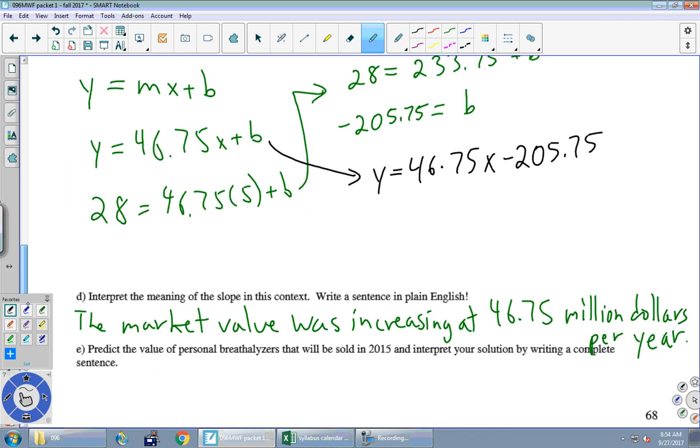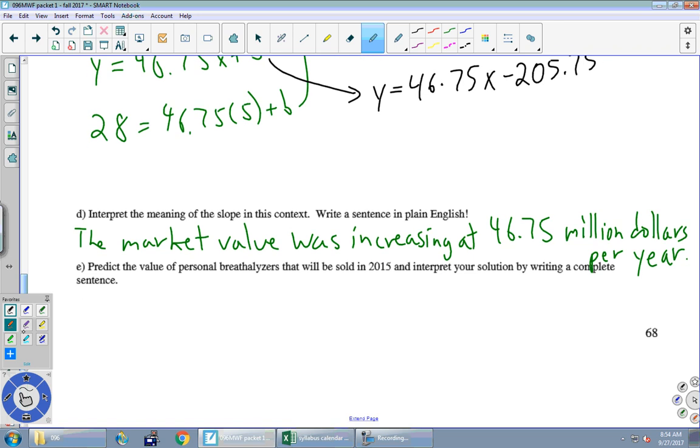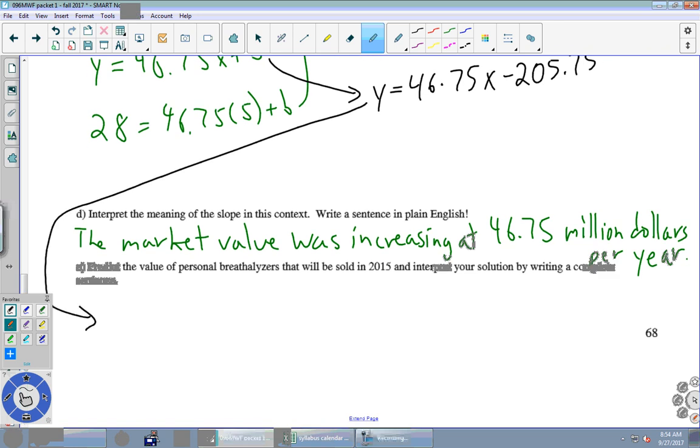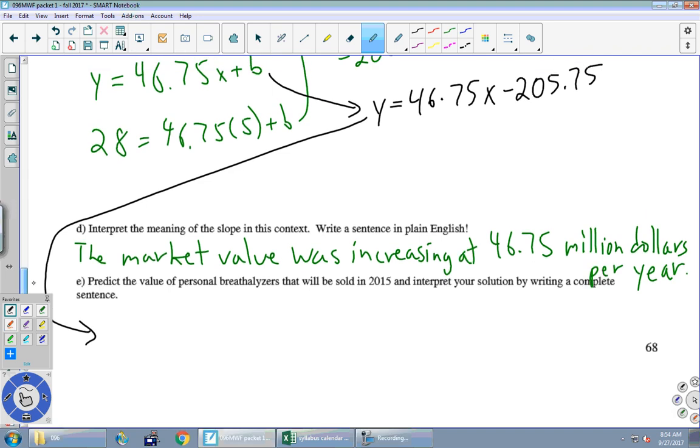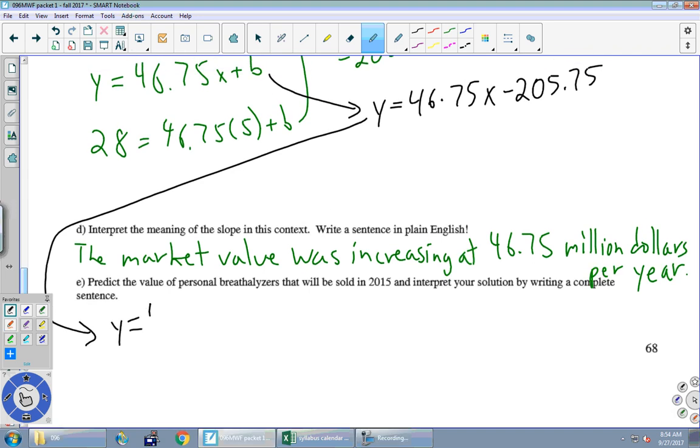So that means all we do is take our equation right here and just plug in X equals 15. So Y equals 46.75 times 15 minus the 205.75.